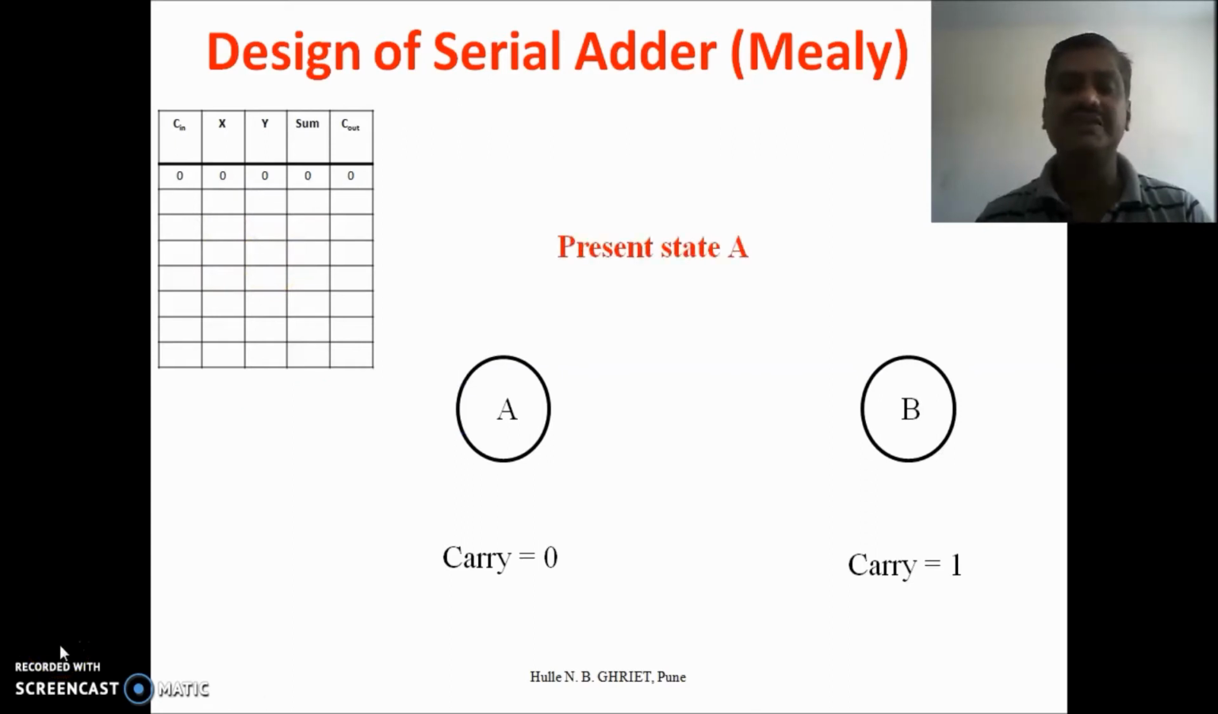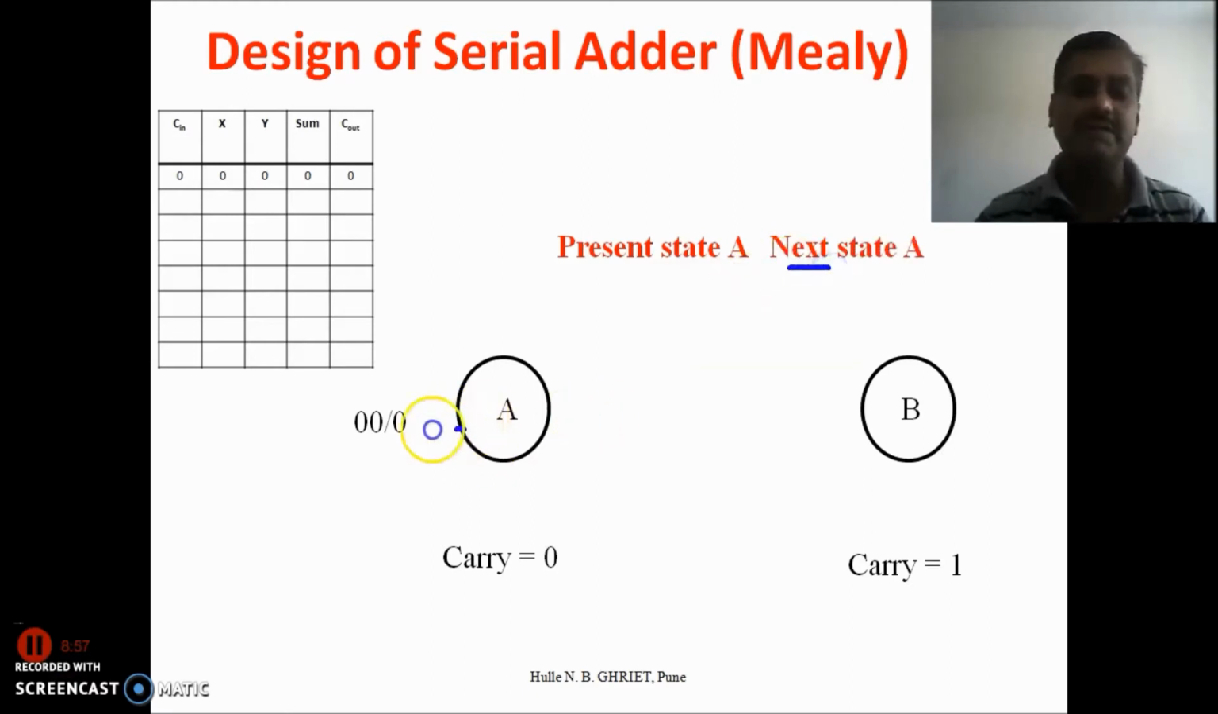Now here present state is the A state. In this particular case the input applied is 0 0. Its expected output is 0, and then we will check its next state. Next state will be A here, which I have tried to mention here. And in this particular case the flow will be something like this: whenever we are in state A, inputs are 0 0, in case of the serial adder, the next state will be the A state.